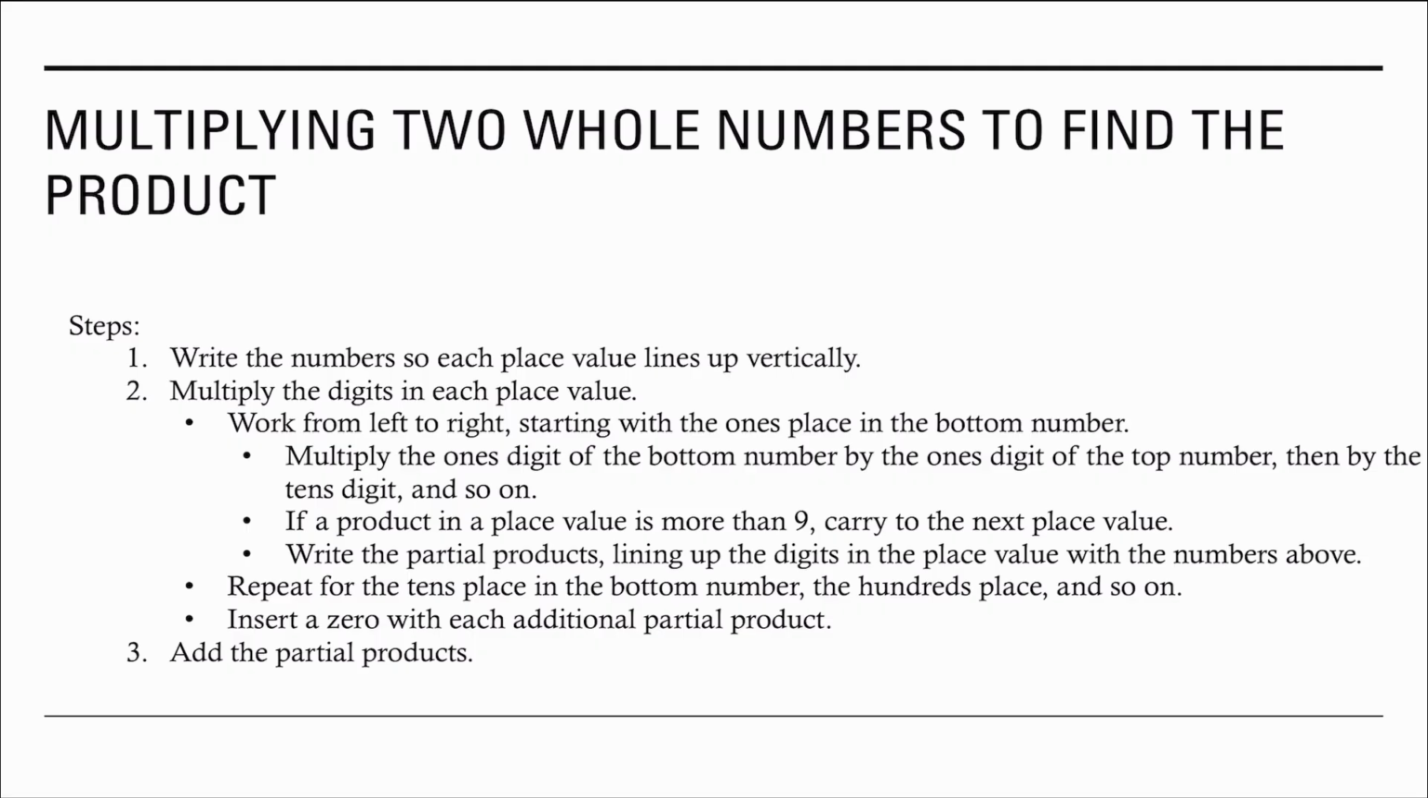Then we would write the partial products, lining up the digits in the place value with the numbers above. When we head to the tens and start multiplying that by the top number, we would insert a 0 and then continue doing the same thing. And the same thing for the hundreds. When we get there, we would end up putting 2 zeros below. Ultimately, we do addition at the end, where we add all these partial products together. They're partial products because they make up part of the answer. When you add them together, you get the complete answer.